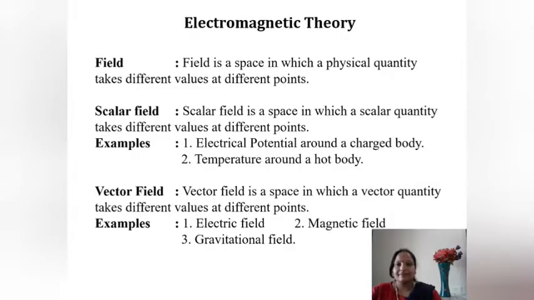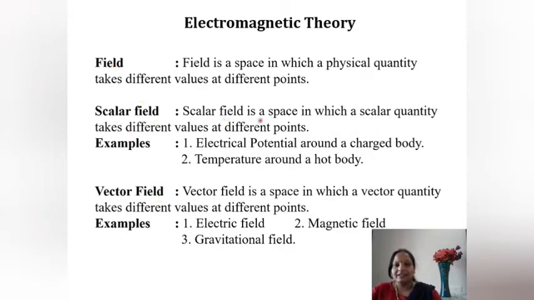Next is electromagnetic theory. Let us discuss some of the basic points in the electromagnetic theory. First is field. Field is a space in which a physical quantity takes different values at different points. Scalar field and vector fields are the two types of fields.